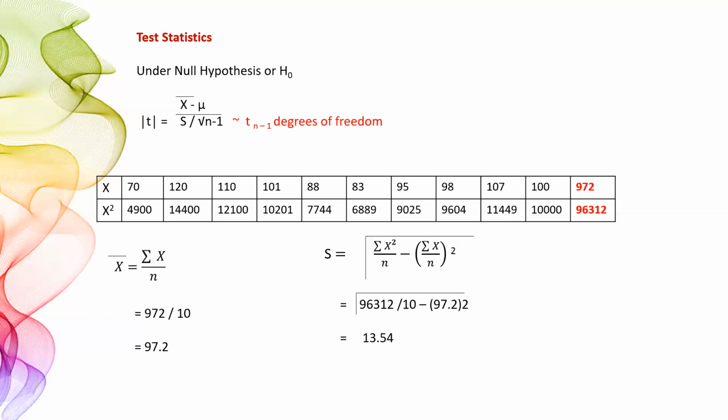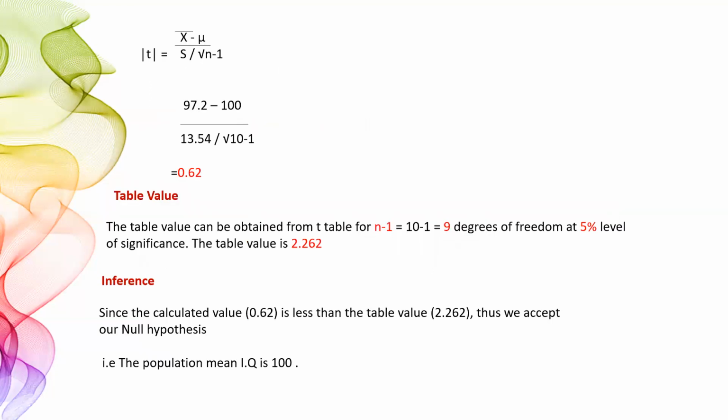Next, we have to find the S value. It is nothing but the standard deviation formula: root of summation X square divided by n minus, summation X by n, the whole square. Once we substitute in that formula, we get the answer 13.54.